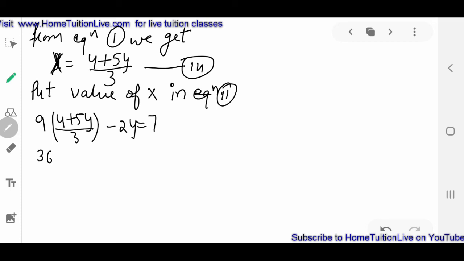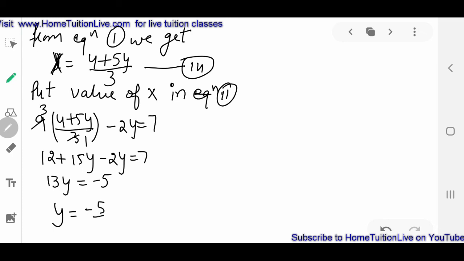9 divided by 3 is 3, so 3 times 4 is 12 plus 15y minus 2y equals 7. 15 minus 2 is 13y equals 7 minus 12, which is minus 5. So y is equal to minus 5 by 13. This is the y value by the substitution method.